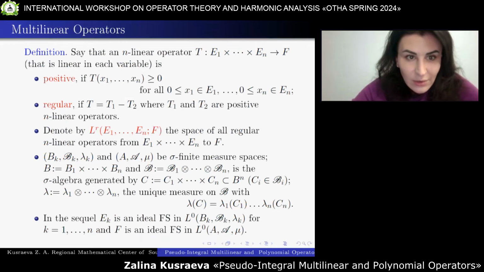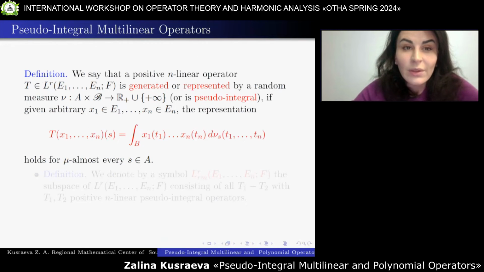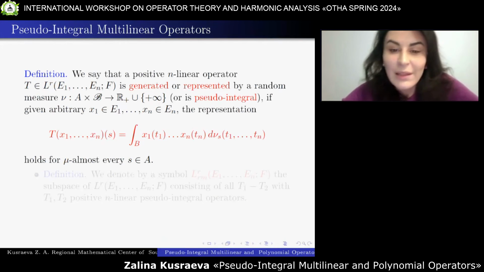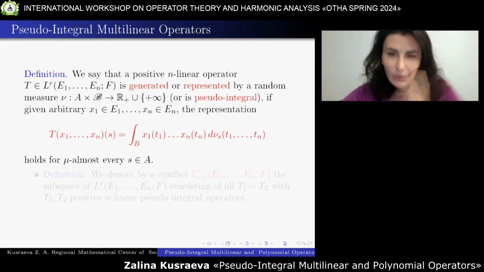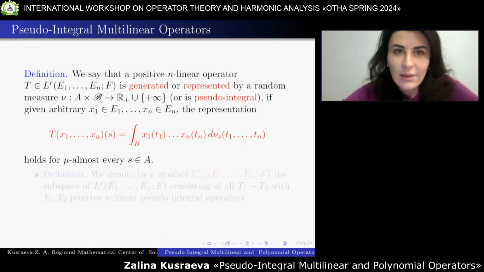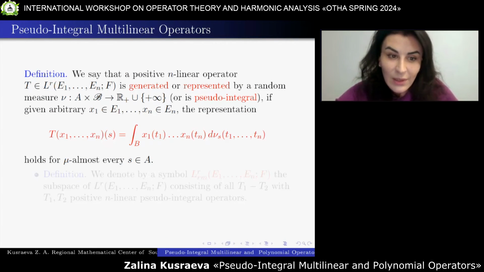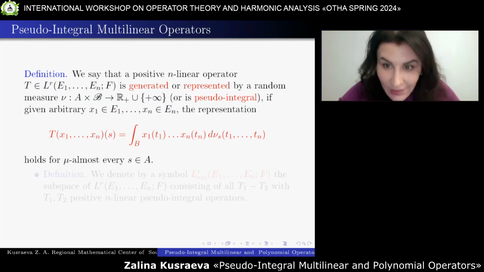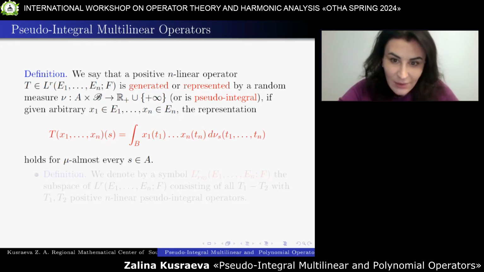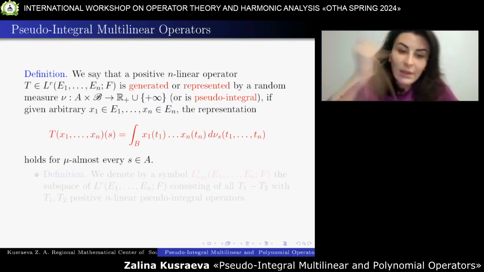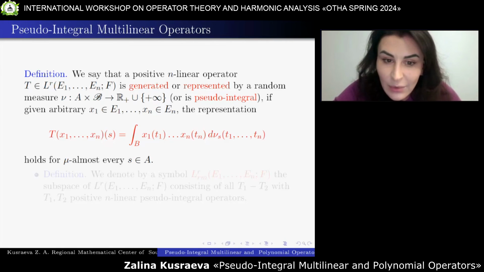Here are some notations also, and now the following definition introduces a class of multilinear pseudo-integral operators. This class, I want to emphasize, has not been studied previously. So we say that a positive multilinear operator T is generated or represented by a random measure, or is called pseudo-integral, if this representation holds. It's quite similar to the linear case, but here we can see the product of functions x1 through xn.